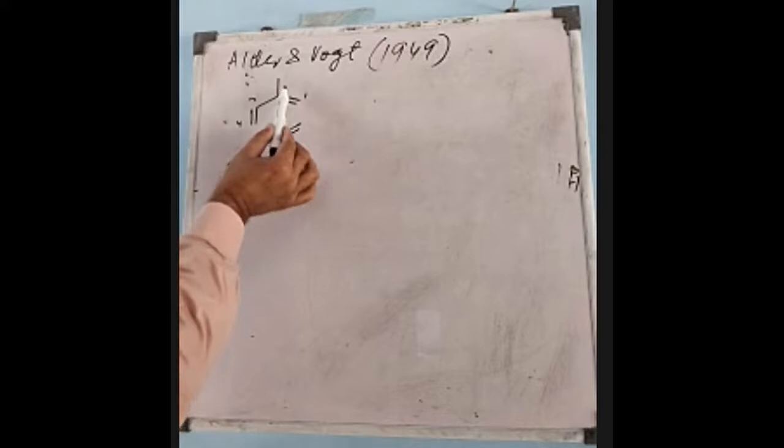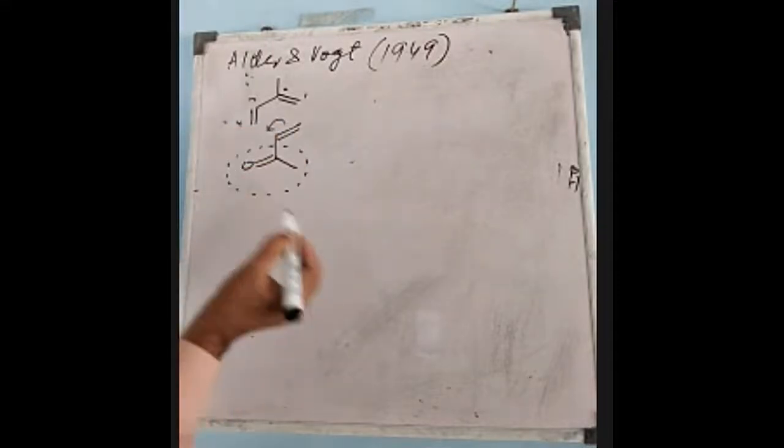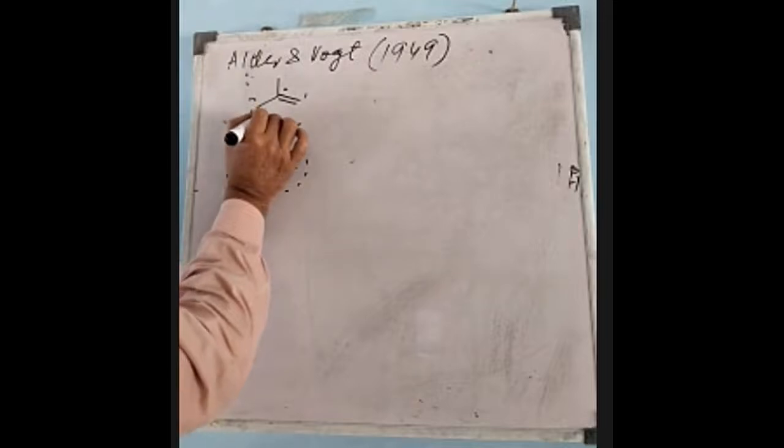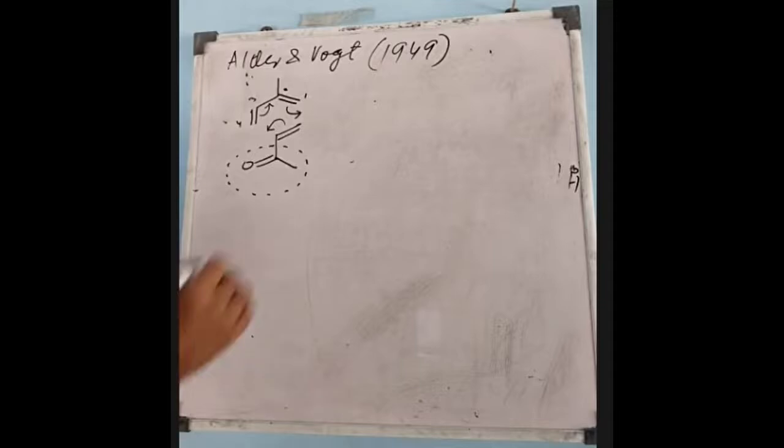And this is the butadiene. Which butadiene? 2-methyl-1,3-butadiene, commonly known as isoprene. When isoprene reacts with methyl vinyl ketone, or methyl ethynyl ketone, the reaction takes place in this way. Very simple. It takes place just like a pericyclic reaction, so it is a one-step reaction.